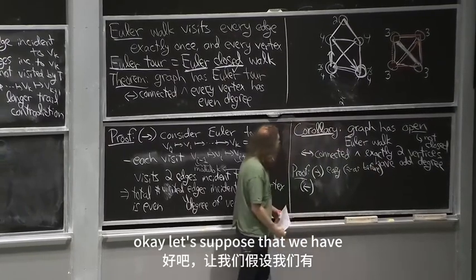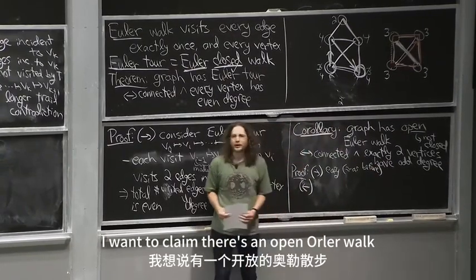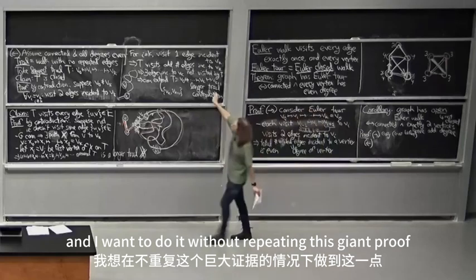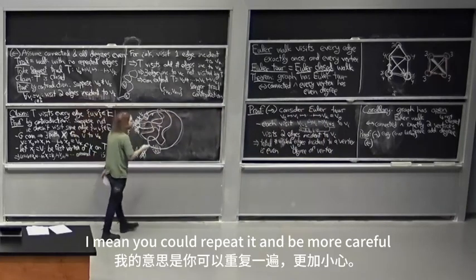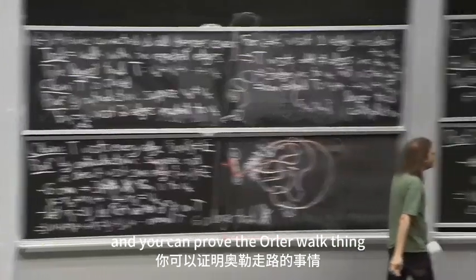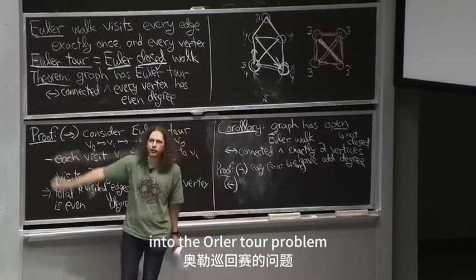OK, let's suppose that we have exactly 2 vertices of odd degree. I want to claim there's an open Euler walk. And I want to do it without repeating this giant proof. That's a lot of work. I mean, you could repeat it and be more careful, and you can prove the Euler walk thing. But in fact, there's a way to convert this problem into the Euler tour problem.